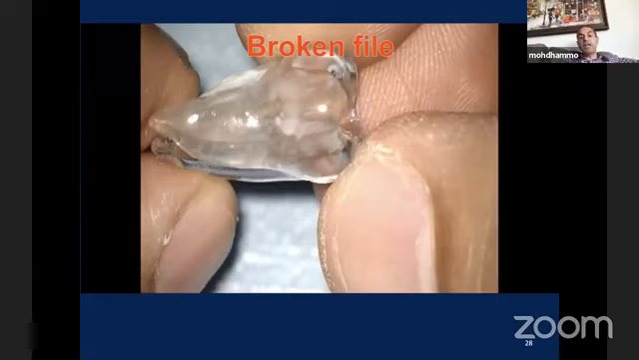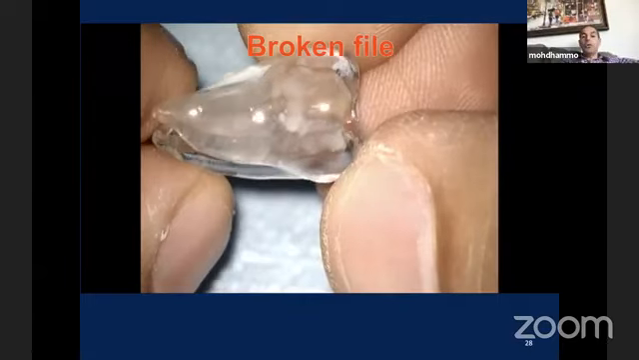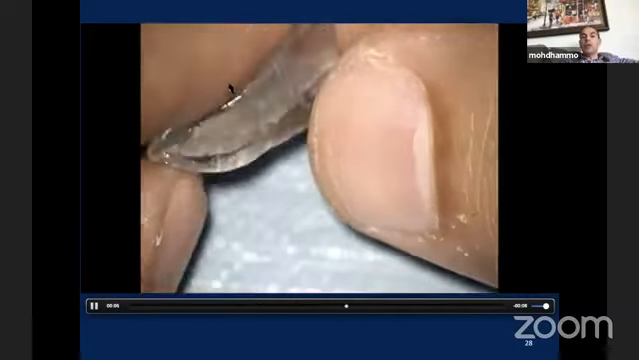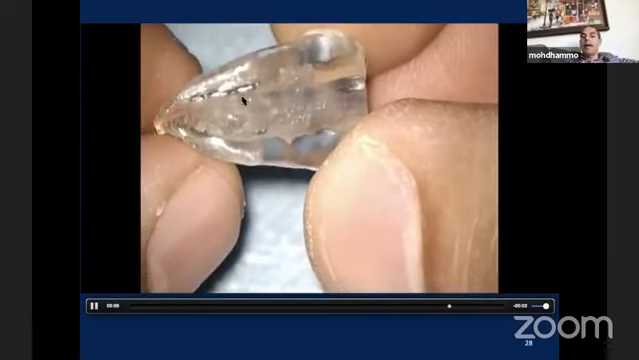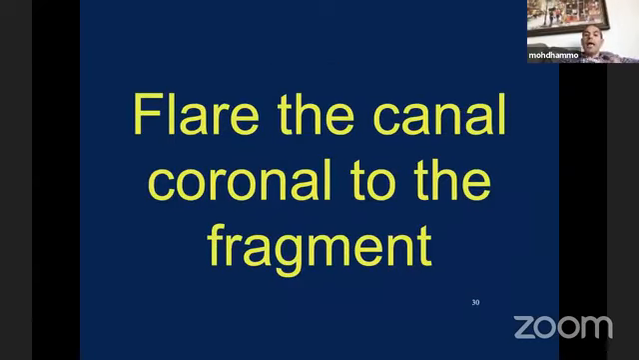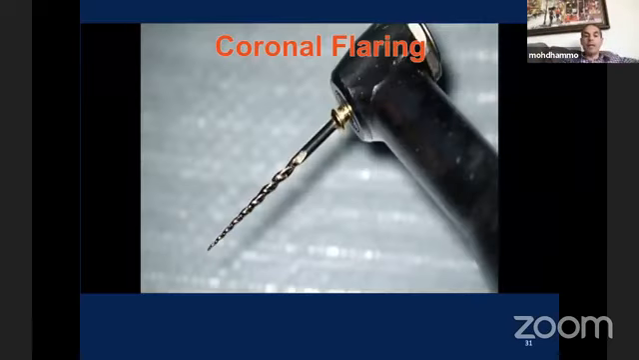This is an artificial tooth from Micromega, and you can see here, this is a broken instrument, and I want to tell you how we will bypass this broken instrument. So remember, bypassing, it's a manual game. That means it depends on the manual files. So let's go. First of all, I have to flare the coronal portion of the canal above the separated fragment. So I will use flaring files. In this case, I will use EndoFlare from Micromega.